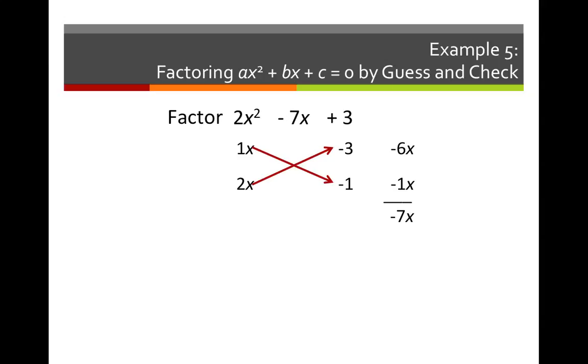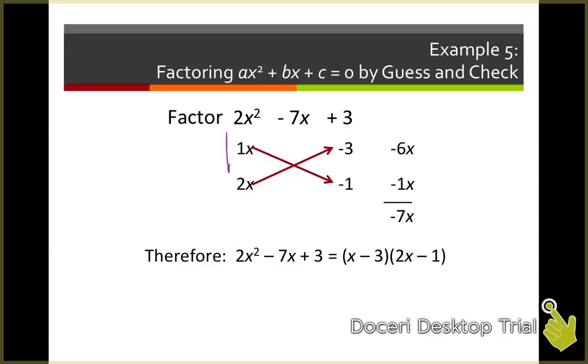Once you get the right combination, what you look at is the lines going across. So here is one factor of x minus 3, and here is a second factor of 2x minus 1, which is exactly what we got with the split the middle method. So either way works. It's just a matter of what you feel more comfortable with, what you feel you can be more successful with, and what you prefer in the long run.